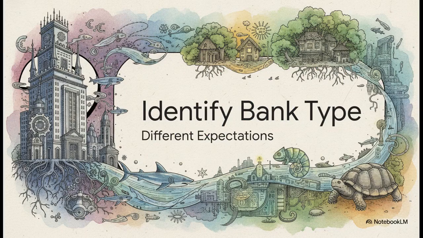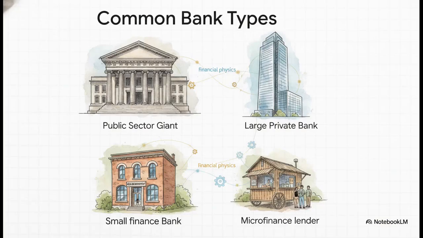Section 2. Identify the bank type and adjust your expectations. Look, the banking sector isn't some single uniform monolith, right? It's a highly diverse ecosystem made up of completely different species of financial institutions, each with its own habitat, survival strategies, and operational realities. You have to categorize them immediately. Are you dealing with a massive public sector giant, a large private bank, maybe a niche small finance bank, or a microfinance lender? These aren't just fancy marketing labels. They literally dictate the financial physics of how that specific bank generates returns.